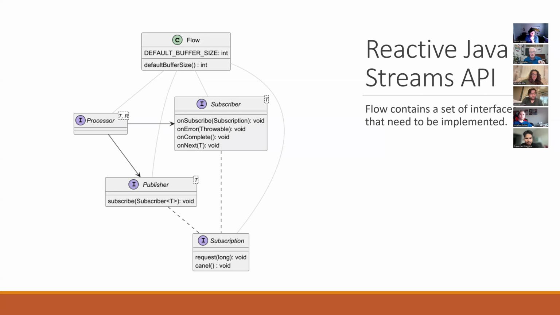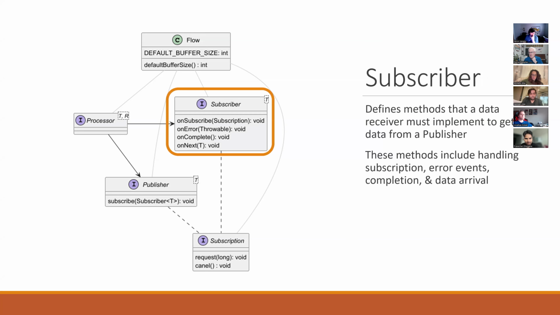If I look real closely at Flow itself, Flow contains 4 different interfaces. The first one being subscriber. Now, what is a subscriber? Who can explain what a subscriber is? Anyone?